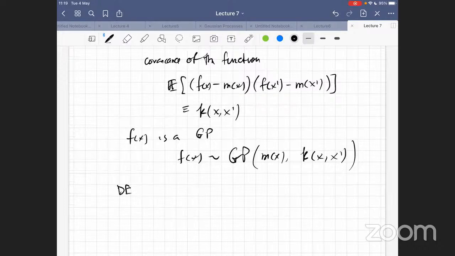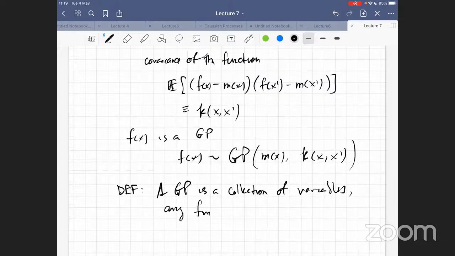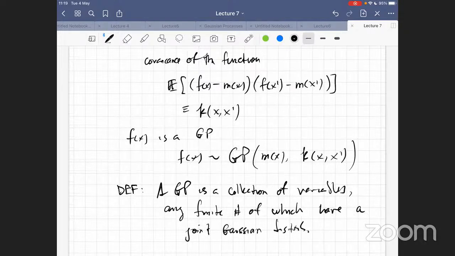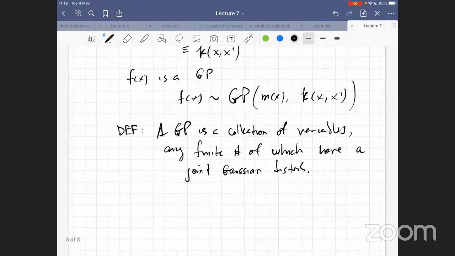But let me just go to the definition of that. So definition: a GP, a Gaussian process, is a collection of random variables, any finite number of which have a joint Gaussian distribution. Okay, so this is the definition of a GP, and for us in this case, our random variables are just the values of this function at the given points. This is in our case what the Gaussian processes are.